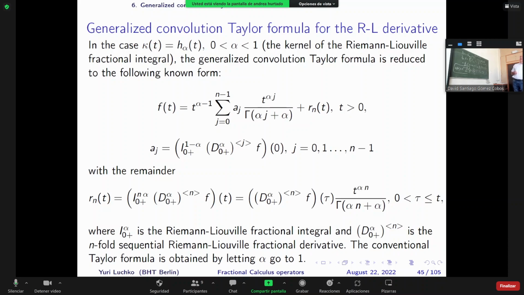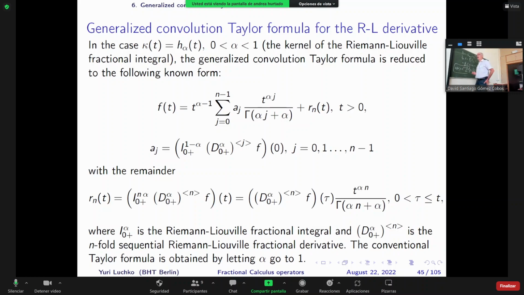for the Riemann-Liouville derivative. Yeah? In this case, this kernel kappa is just power law function, and this formula takes the form of the Taylor polynomial is still a power law function, but of course with non-integer exponents, and the coefficients can be calculated in terms of the sequential Riemann-Liouville derivatives, and here we have to apply the Riemann-Liouville integral of the order 1 minus alpha. and the remainder takes this form.